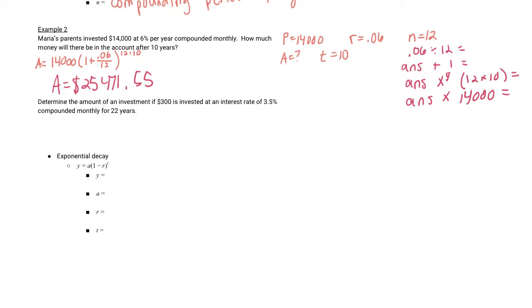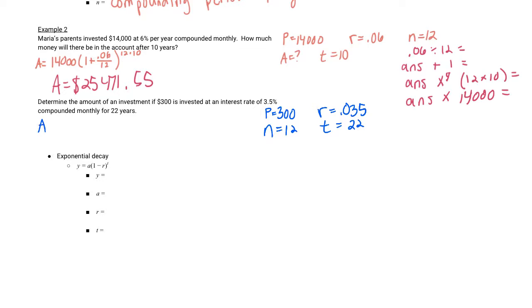All right, let's plug this business in here. We've got initial investment, P, is $300. Invested at an interest rate of 3.5%, which is 0.035. Compounded monthly, that means our N is 12. For 22 years, T is 22. We want to know what this equals. Let's plug it into our equation.